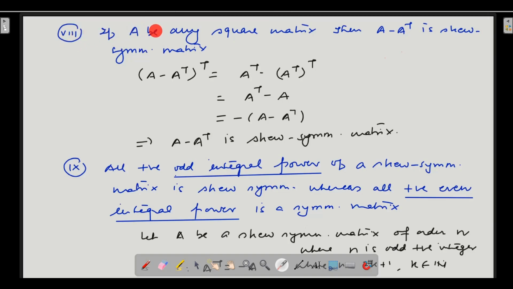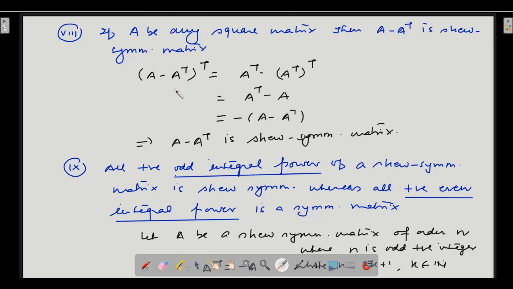Property number 8. Suppose capital A is any square matrix. The property says that A minus A transpose will be a skew symmetric matrix if A is any square matrix. And why do we need a square matrix? Only then can a matrix and its transpose be added or subtracted. If A is not a square matrix, then A minus A transpose will not be defined. So, if A is a square matrix, then A minus A transpose is a skew-symmetric matrix.